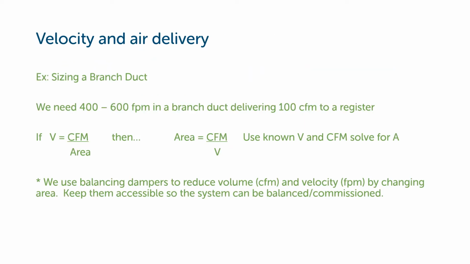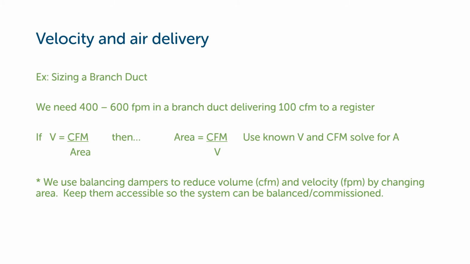Well, velocity will have an effect on the air delivery. For example, we can use the velocity to help size a branch duct, right? So our guidelines recommend 400 to 600 feet per minute in a branch duct. And we know if we want to get 100 CFM out of a register that's being supplied by that branch duct, then we have these equations that give us the relationships between velocity and area and CFM, and we can solve for the area.